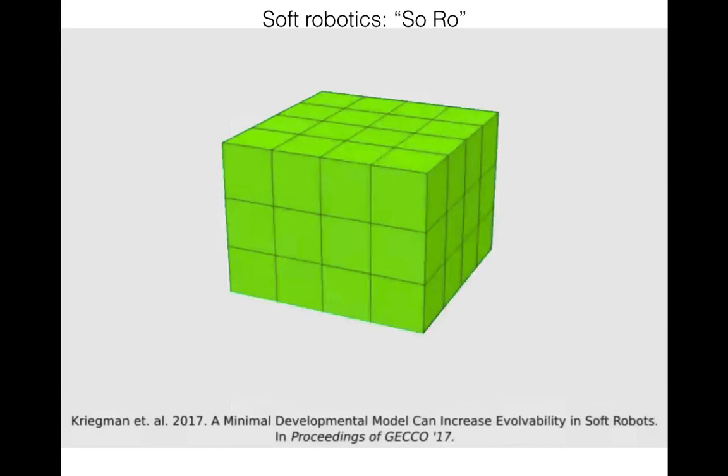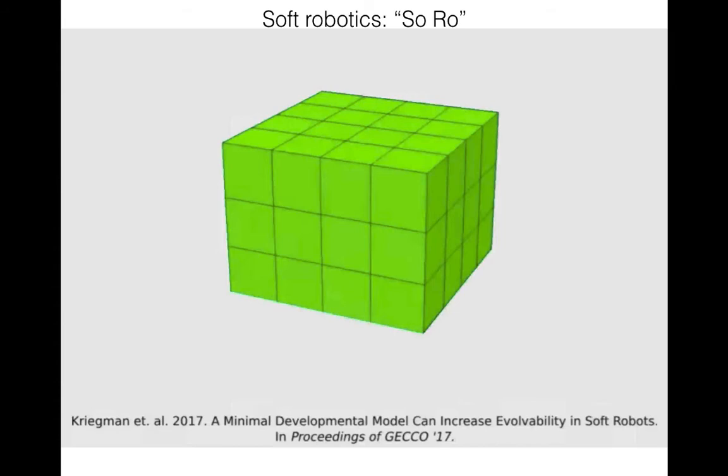The first one I'm going to start on is some work by my PhD student, Sam Kriegman. This is very recent work. He just presented this at the Gecko conference last week. This was Sam's attempt to build a minimal Evo-Devo model on top of soft robotics. So let me work my way up from the bottom.